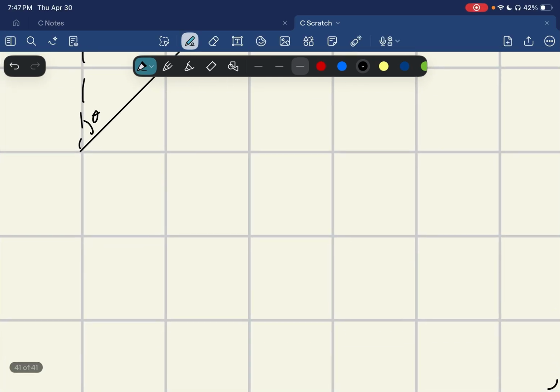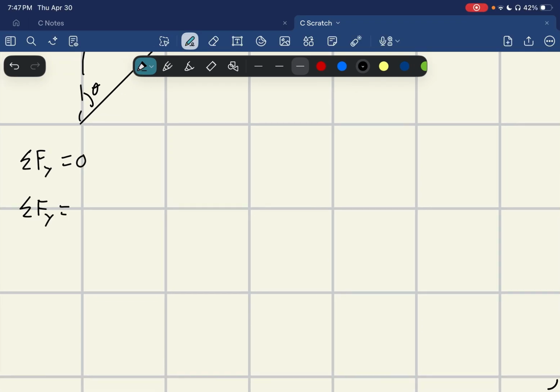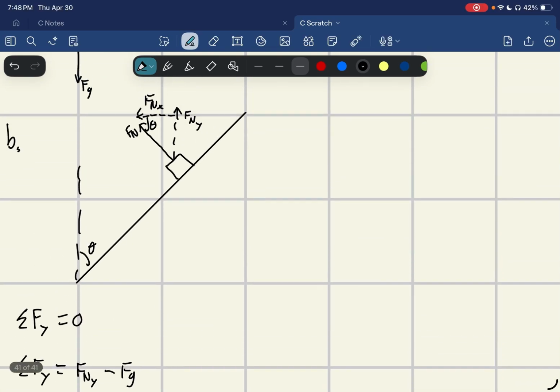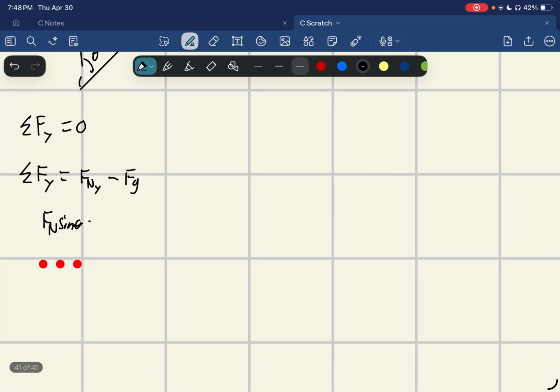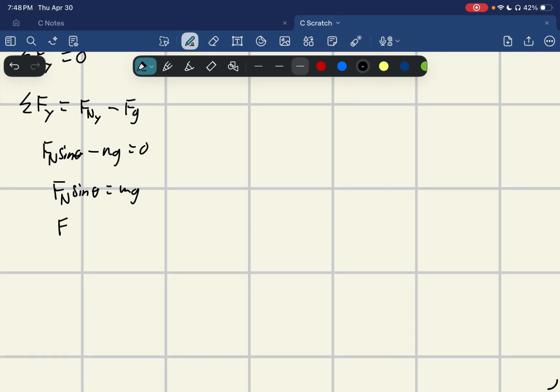Okay, so we know that since the car is not floating or anything, net force in the y direction is equal to 0. But we also know that net force in the y direction is equal to Fny minus Fg. Then I'll expand Fny to Fn sine theta, because Fny is opposite of the angle, minus mg is equal to 0. Then add mg, and to solve for Fn we just divide by sine theta. Fn is equal to mg over sine theta.